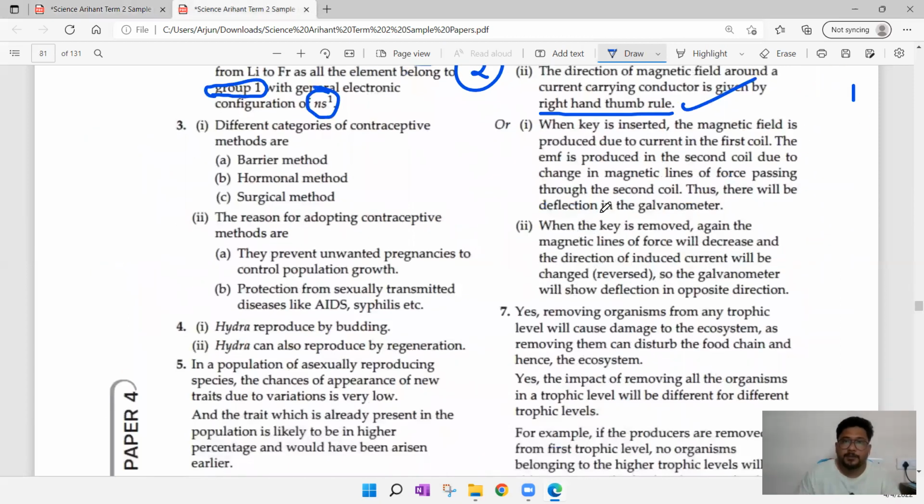You see the internal choice. When the key is inserted, a magnetic field is produced due to current in the first coil, and EMF, electromotive force, is produced in the second coil due to the change in magnetic lines, so there will be deflection in the galvanometer. Next, when the key is removed, again the magnetic lines of force will decrease and the direction of the induced current will be reversed, so the galvanometer will show the opposite direction. That is the answer we have to write.